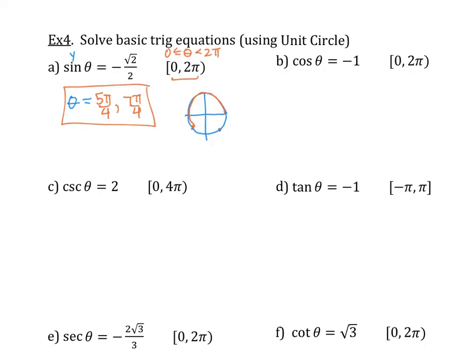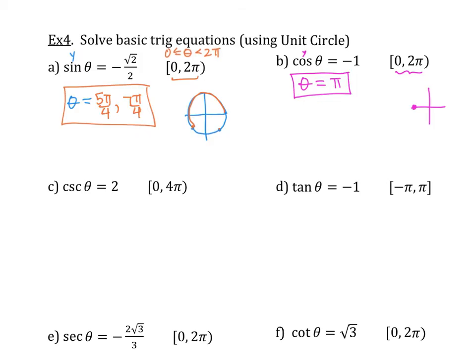Okay, so for B, it says the cosine of theta is -1. I'm just using my unit circle. So where's the cosine -1? That's the x value. Where's the x value -1? The x value is -1 over here. What is theta at that point? That's pi. Is pi between 0 and 2 pi? Yes, so my theta is just going to equal pi. And in this case, there happens to only be one value that works.